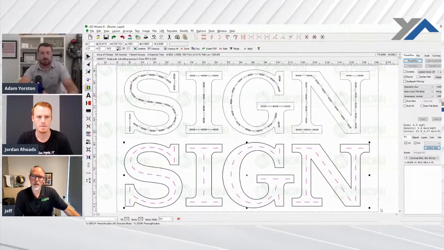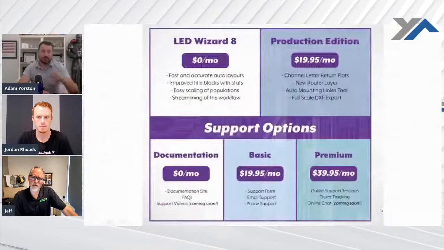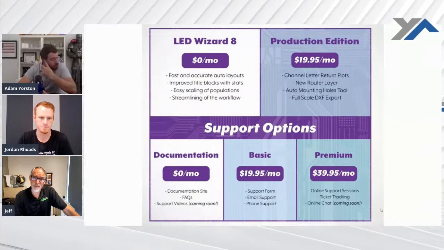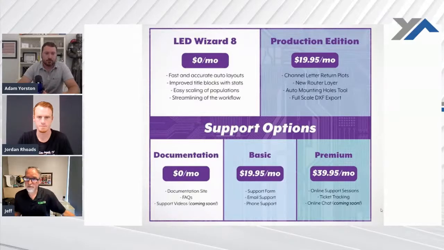Cool. Exactly. Yeah, and I think on the next slide we have some detail about the different options. Yeah, so the LED Wizard 8 license, the main license is free, and you could download that. We have a link on the next slide. And then this production edition that I've been talking about, it's only $19.95 a month. Gives you that ability and a mounting holes tool and exporting for your channel loader vendor and things like that. And then at the bottom there we have 3 different support levels.